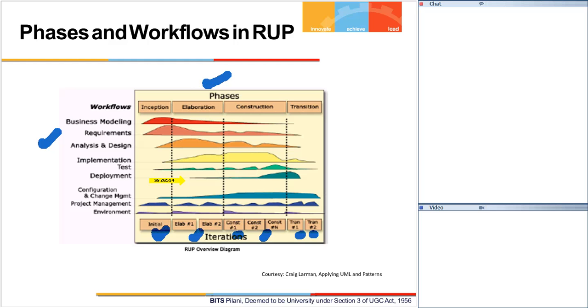Are there any more questions? Some of the questions I don't understand. I will explain the difference between Rational Unified Process and agile. Definitely, that is there in the slides coming ahead.